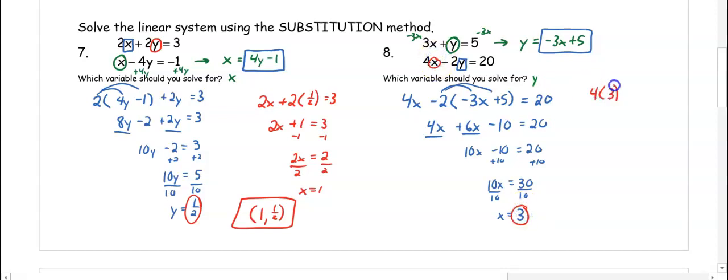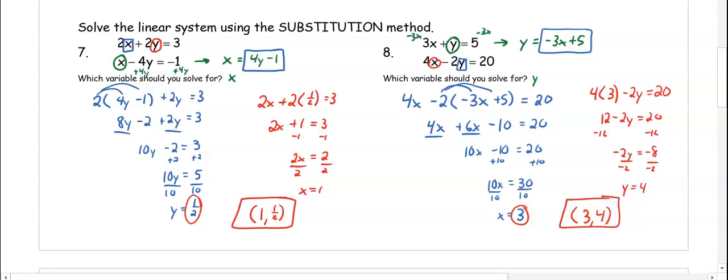We have 4 times 3 minus 2y equals 20. So we get 12 minus 2y equals 20. We can subtract 12 from both sides. Negative 2y equals negative 8. Divide by negative 2. So y is 4. So we get the coordinate 3, 4.